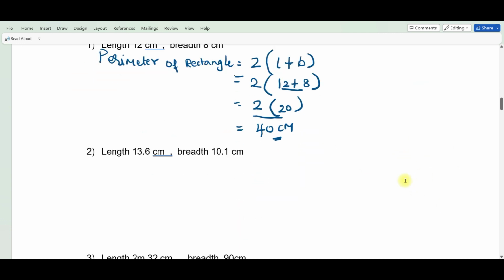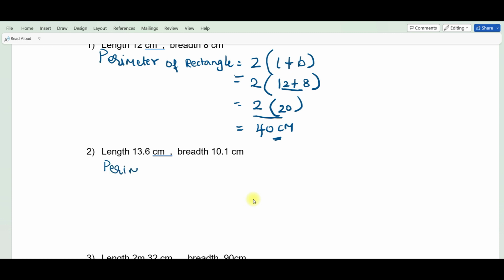So going forward, this was a simple sum which I took. I've taken examples of different variations in the question so that you will have a better understanding. Now the length is being given in a decimal points. So let us solve this. Again, here the length is being given as 13.6 centimeters and the breadth is 10.1 centimeters. So the first thing is we are finding a perimeter of a rectangle.